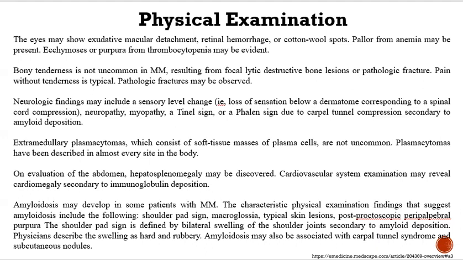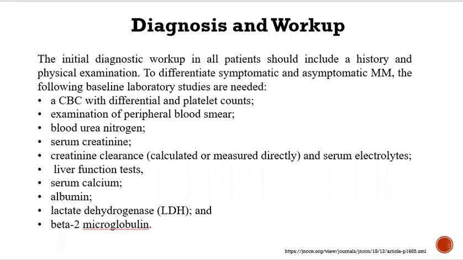The characteristic physical examination findings that suggest amyloidosis include the following: shoulder pad sign, macroglossia, typical skin lesions, and postproctoscopic periorbital purpura. The shoulder pad sign is defined by bilateral swelling of the shoulder joints secondary to amyloid deposition. Physicians describe the swelling as hard and rubbery. Amyloidosis also may be associated with carpal tunnel syndrome and subcutaneous nodules.